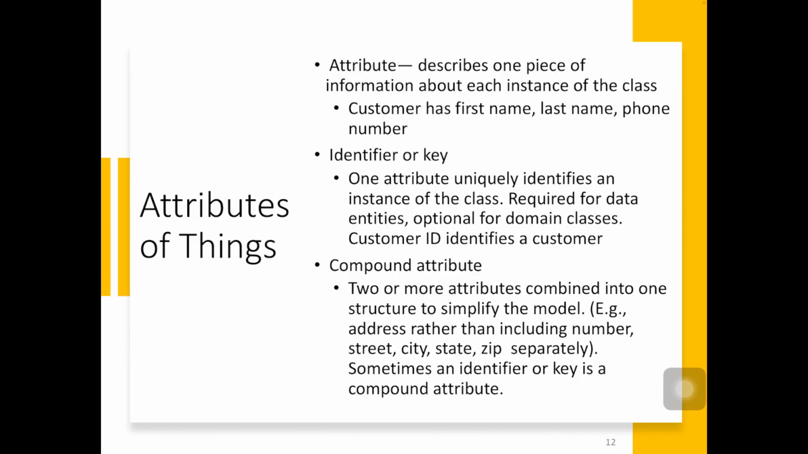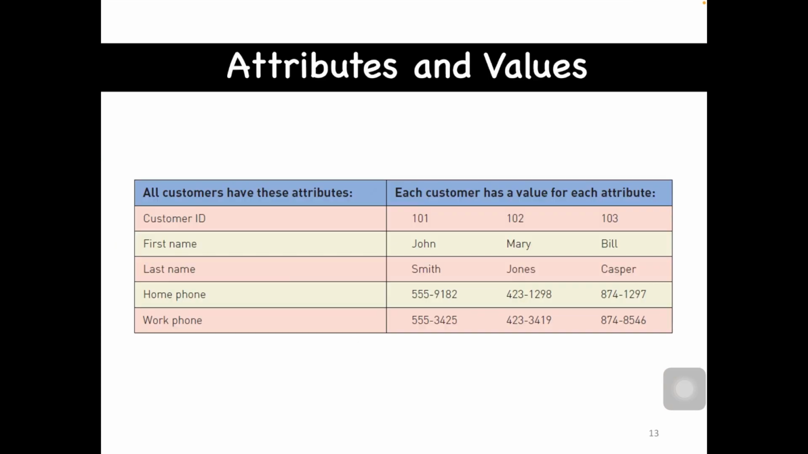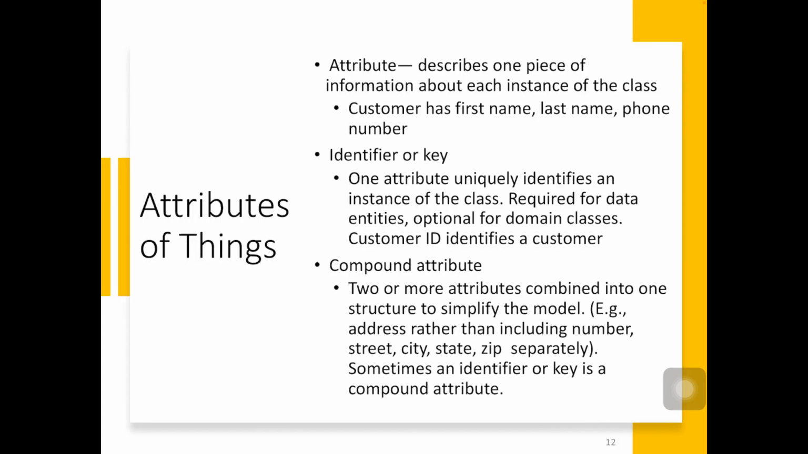After we have identified all the things that will be included in our domain class, the next step is we need to identify the attributes and also the association. Okay, first let's look into what is attribute. Attribute describes one piece of information about each instance of the class. For example, customer has first name, last name, and phone number. So these are the attributes.